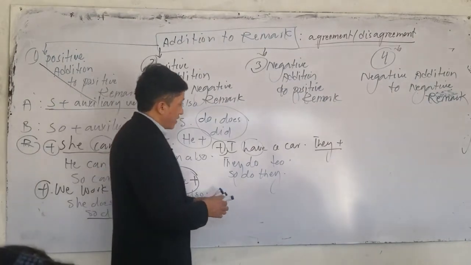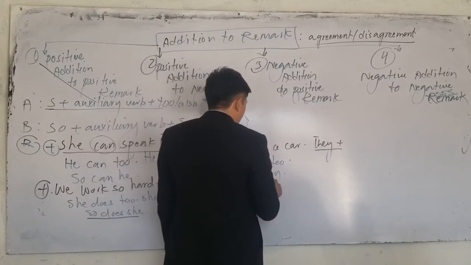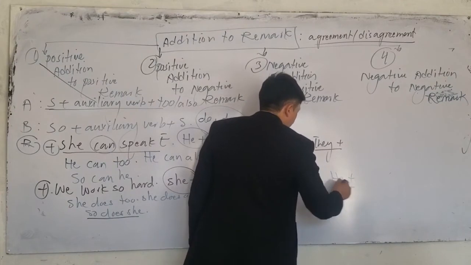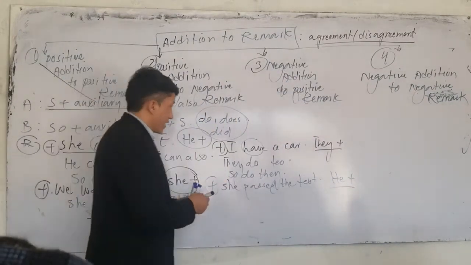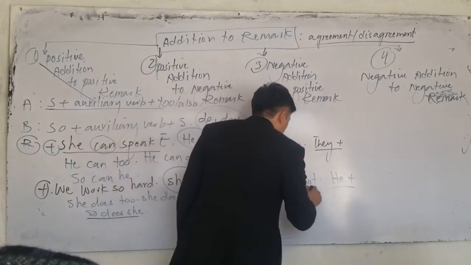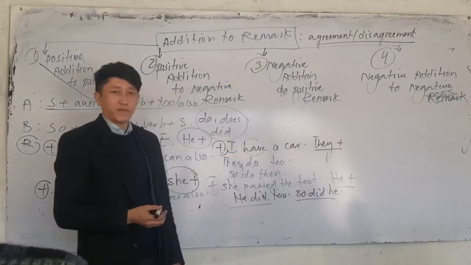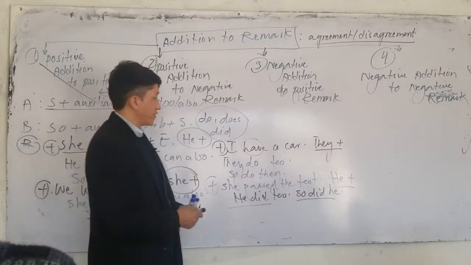For example, if I have simple past, she passed the test. Look, she passed the test. What about he? Positive, and this is also positive. How can I add it? She passed the test. I have to say he did too, or we can say so did he. We talked about auxiliary verbs. It could be any kind of auxiliary verb. If you have the be verb too.